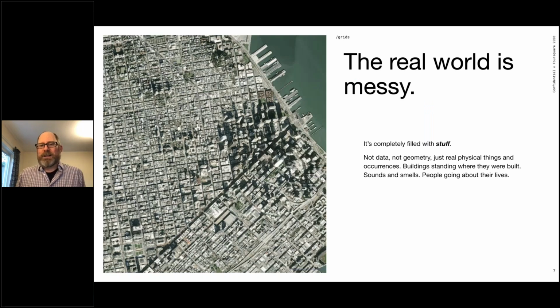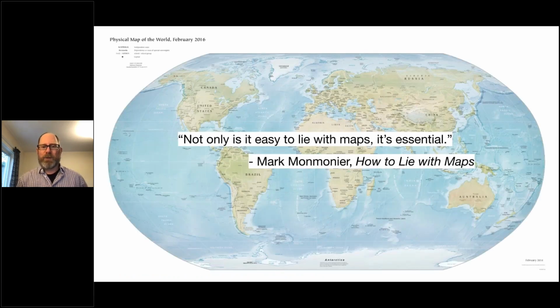The fundamental fact is that the real world, real geography, is really messy. It's filled with things. And those things are really difficult to model in a meaningful way without knowing very specific use cases. We don't have geometry in the real world. We don't have points or polygons. We have real things. And it's very difficult to deal with those from a data perspective. This is why Marc Monmonier says it's not only easy to lie with maps, it's essential.